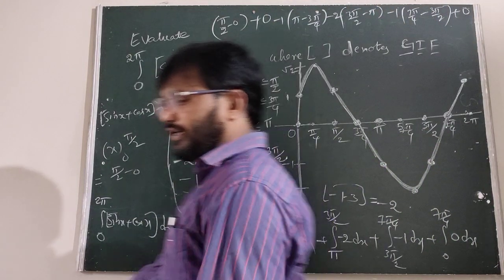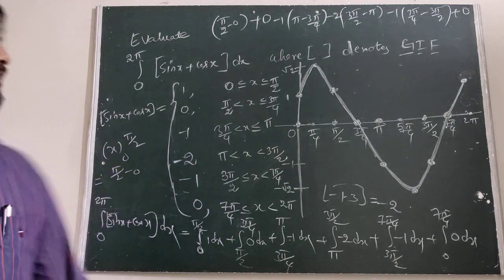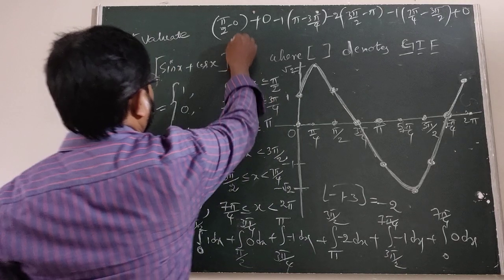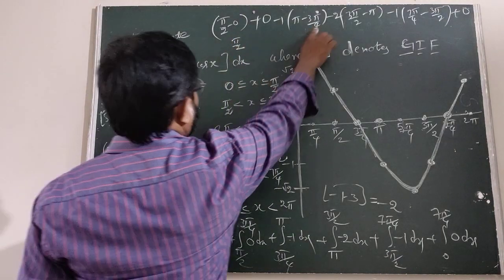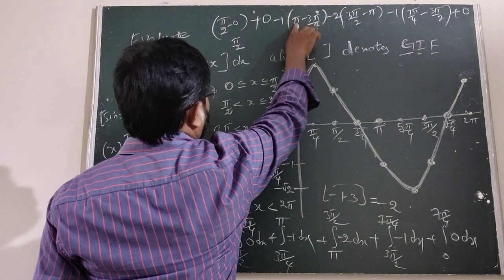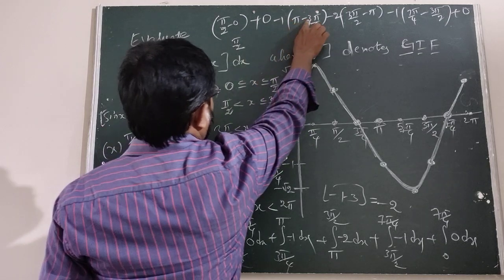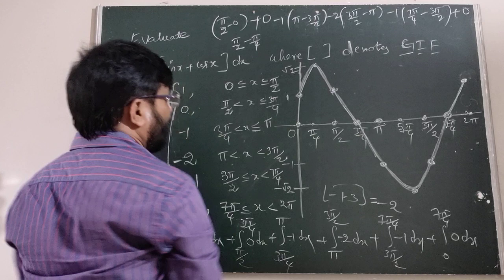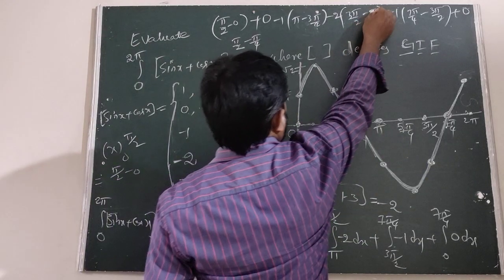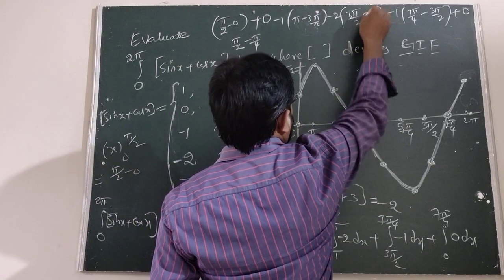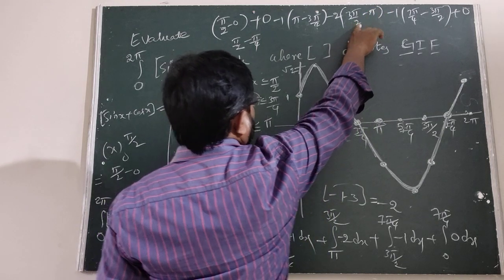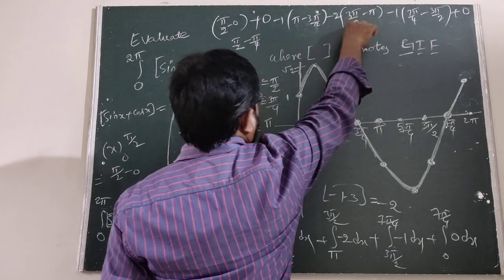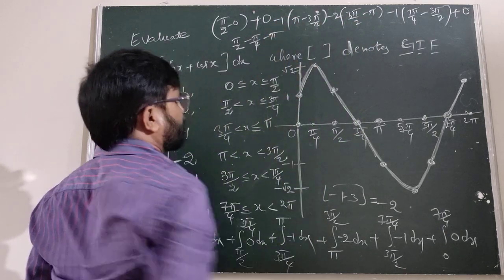Okay, how to calculate this? Now we can write pi by 2. Pi by 2, this is 4 pi minus 3 pi, that is pi by 4. Now this is 2 pi, 3 pi minus 2 pi is pi. Pi by 2, the 2 cancels, minus pi.